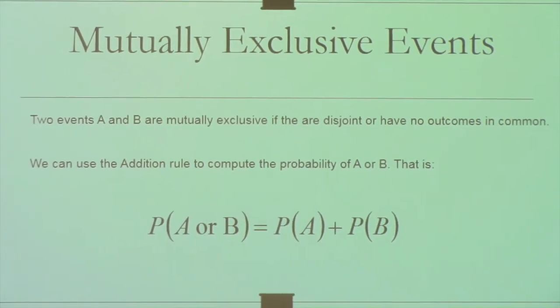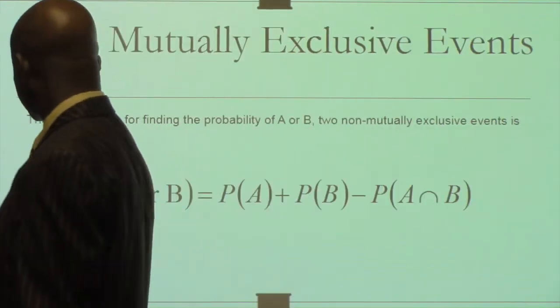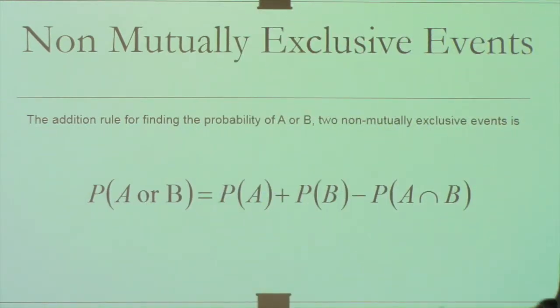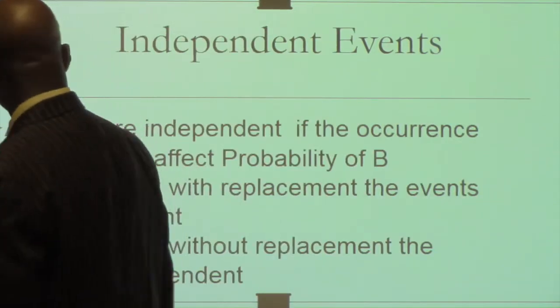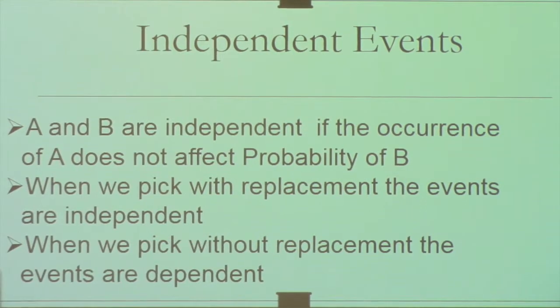We already talked about mutually exclusive events. These are events that cannot overlap or happen together. And then we'll talk about events that are not mutually exclusive, to which we can apply the addition rule. And then we'll talk about independent events. Two events are independent if the occurrence of one does not affect the occurrence of the other one. So we have that stated over here.